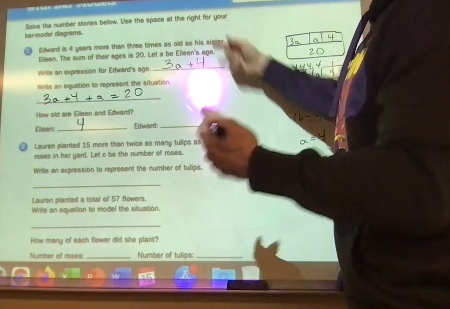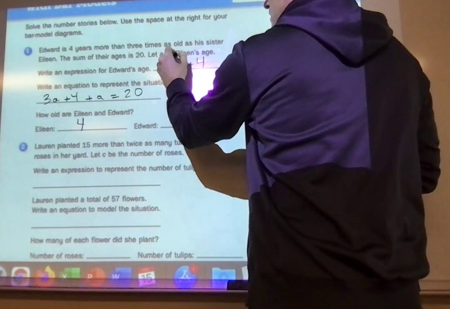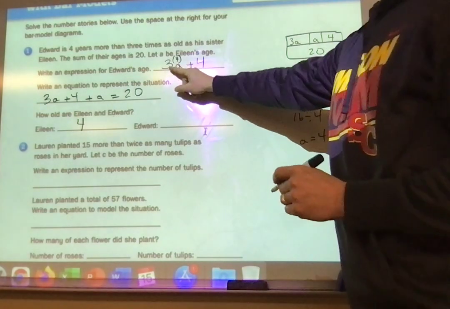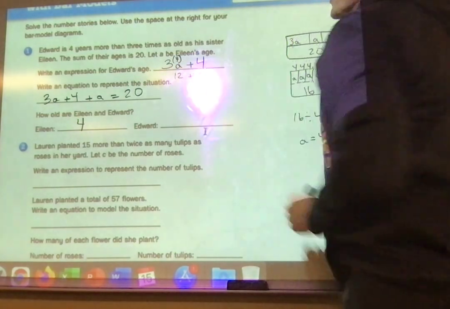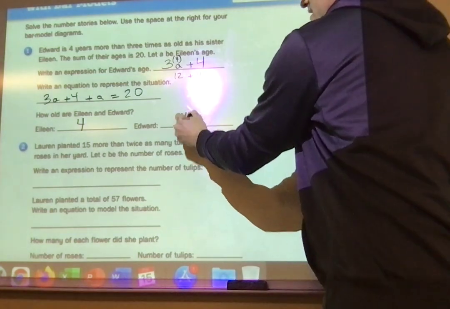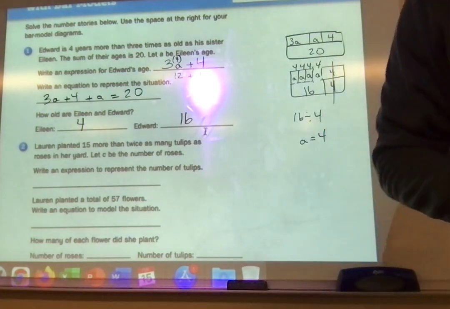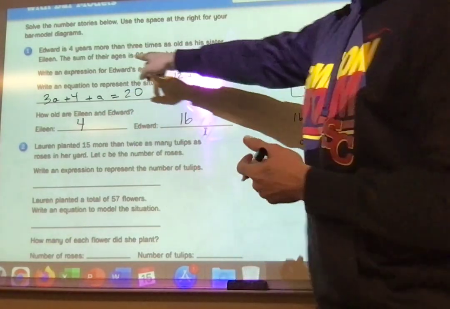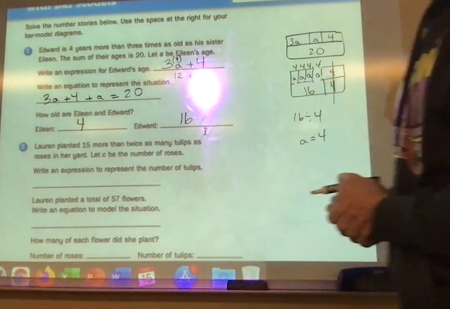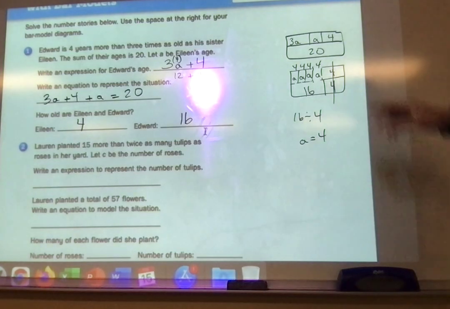And in order to find Edward's age, I would have to plug it into this expression. He's triple her age plus 4. So if she's 4, I plug that in: 3 times 4 is 12, plus he's 4 years older than that, so Edward has to be 16 years old. And I know 16 plus 4 does equal 20, like it said. When they're added together, they have to equal 20. And in this case, this bar model helped us to figure that out.